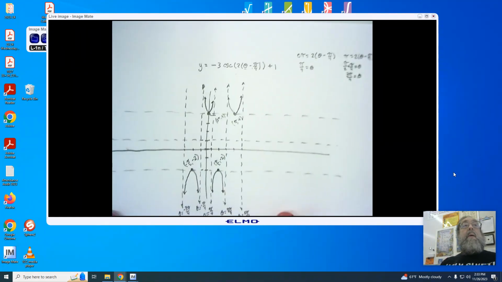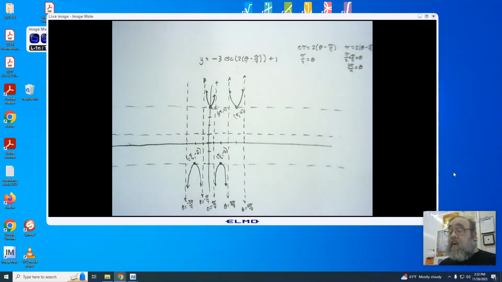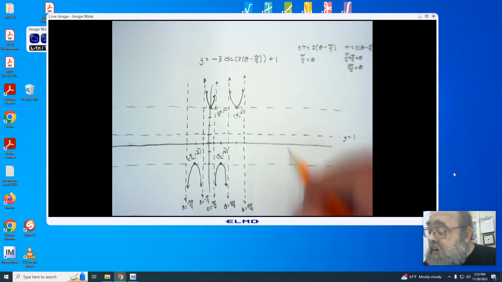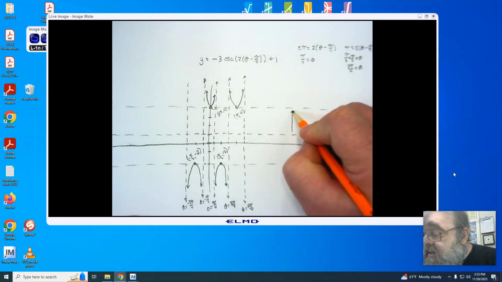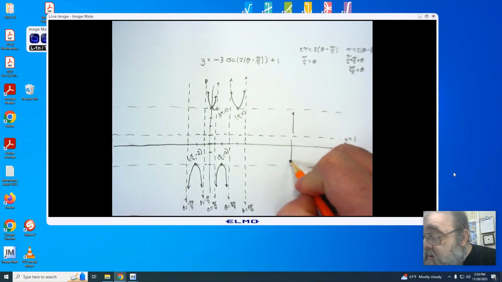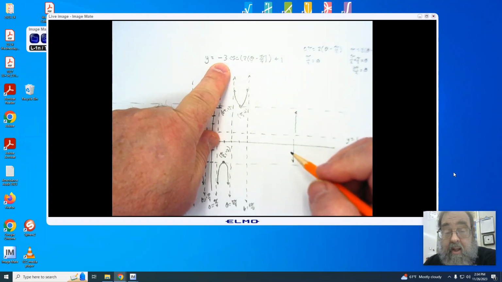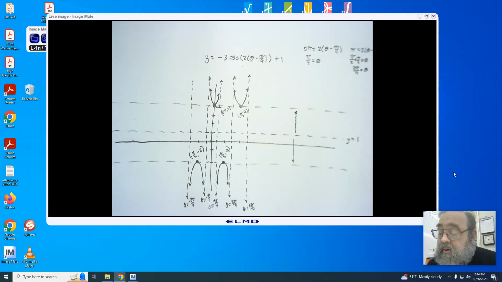Ta-da! Our cosecant graph. And keep in mind that this is how we have to draw the cosecants. We start with our center line, in this case y equals 1. We went up and down 3. That's the 3 that we have here. Notice it's an absolute value. That is the equivalent of the amplitude of the sine that we would have graphed had we needed to. We don't have to graph the sine in order to get this. We can, but we don't have to.